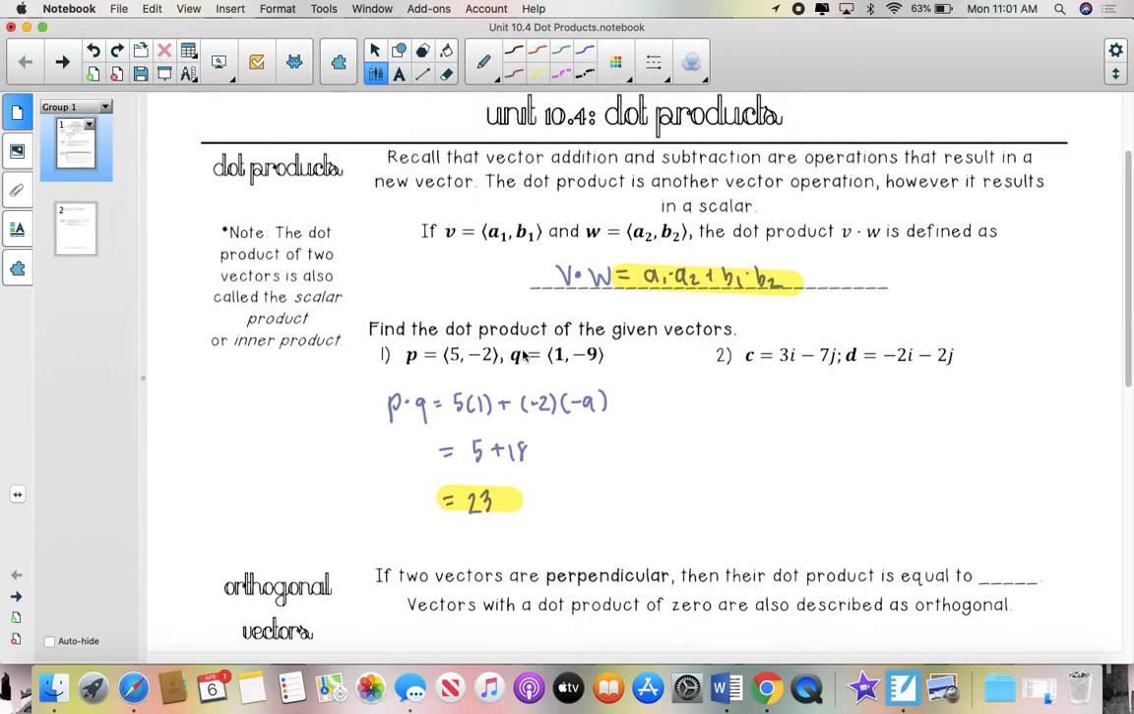Okay. Now, if you look at C and D, it's set up a little bit differently, but you're doing the exact same thing. So multiply the same terms and then add them together. So we're going to take 3 and negative 2, and you're going to add that with negative 7 times negative 2. That kind of blends in. So that gets you negative 6 plus 14.